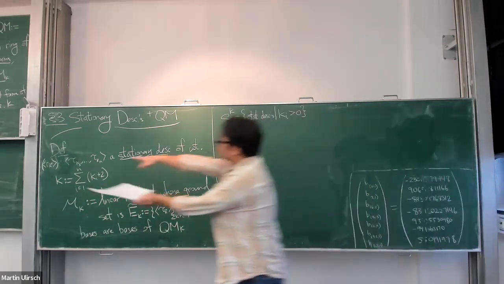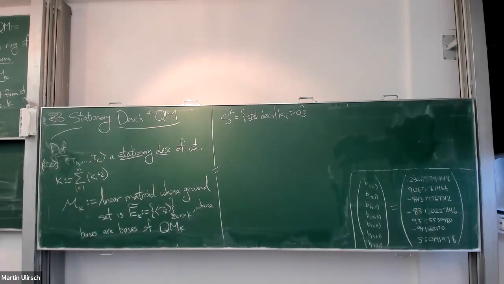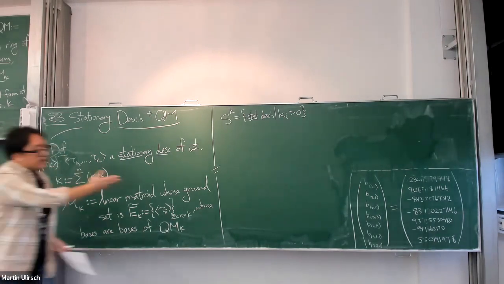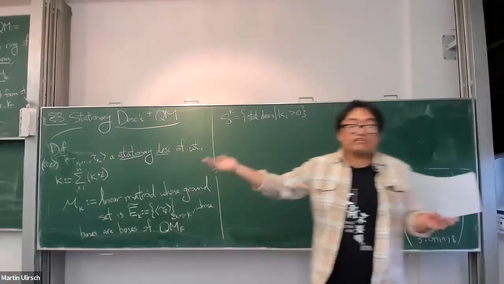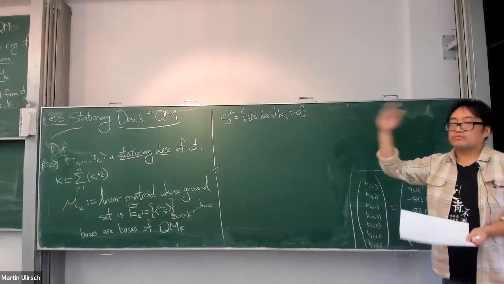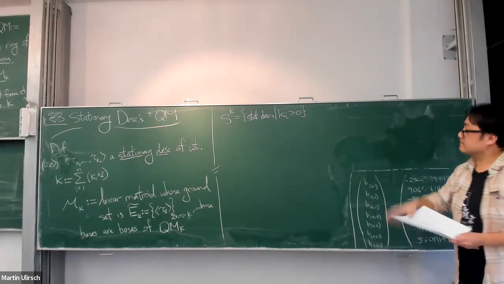Good. All right. So now you have this theorem that says, hey, we live in the world of quasi-modular forms using just Gromov-Witten invariants. So the first question you might ask is, can I get every single quasi-modular form just from stationary descendants? And the answer is yes.